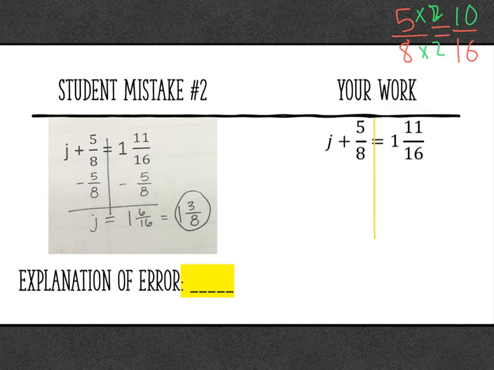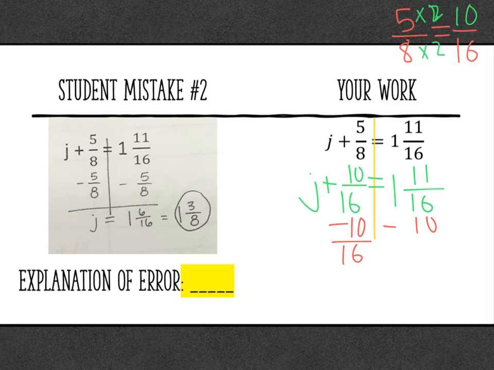And then I'm going to rewrite my problem with my common denominators. So j plus 10/16, bring down my equal sign, bring down my 1 and 11/16. Now you're going to do your inverse operation. So whatever I see, I do the opposite of. I see addition, so I'm going to do subtraction here. So I'm going to subtract 10/16 from both sides, because that'll give me j all by itself on the left.